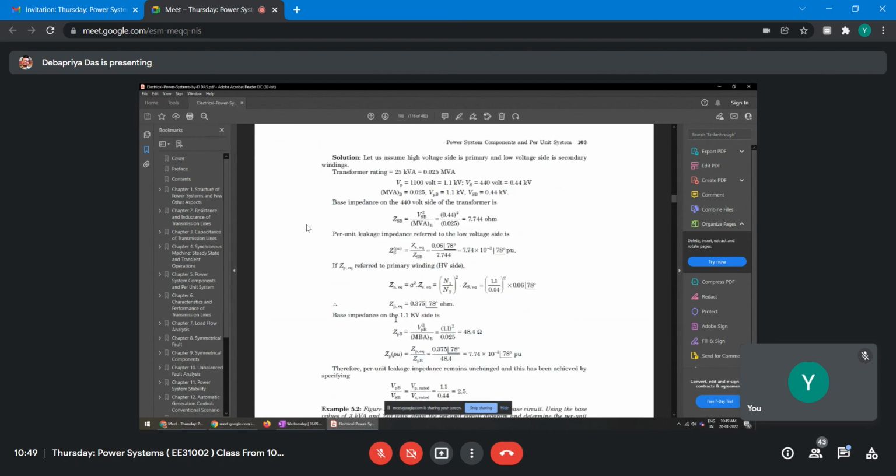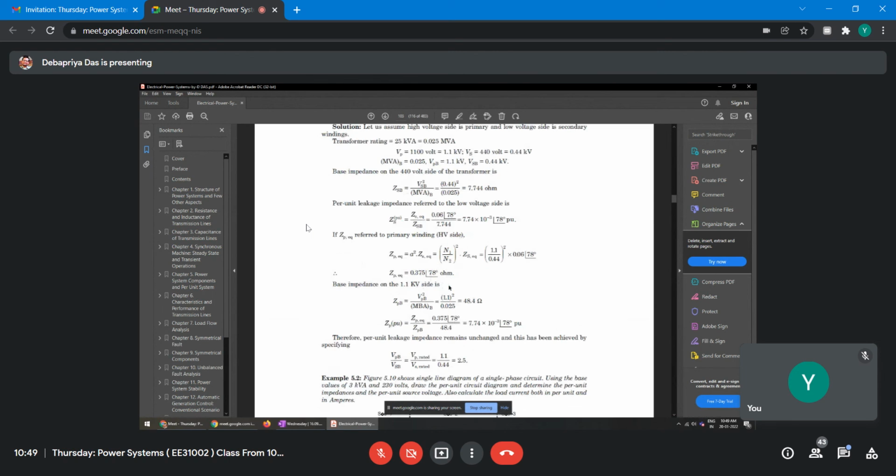Now base impedance on the high voltage side, base voltage is 1.1 kV. So therefore base impedance will be this kV square upon MVA base. This is a typographical error, it should be MVA base. So it is 48.4 ohm. Now this 0.375 you have got, divide by this 48.4, right, you will get 7.74 into 10 to the minus 3. Angle will remain same, 78 degree per unit.